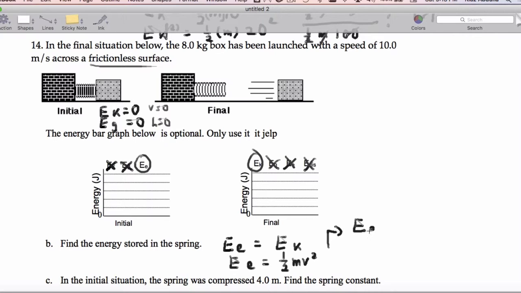So we're going to say E elastic. The E elastic that was all stored here turns into E kinetic in the end of the problem. So that's why we can use 1/2 mv squared to solve for the E elastic, because all this E elastic became kinetic energy. So I'll say E elastic equals 1/2 times the m, which is 8, times v squared, which is 10 squared. And so I'm getting 400 joules worth of energy.